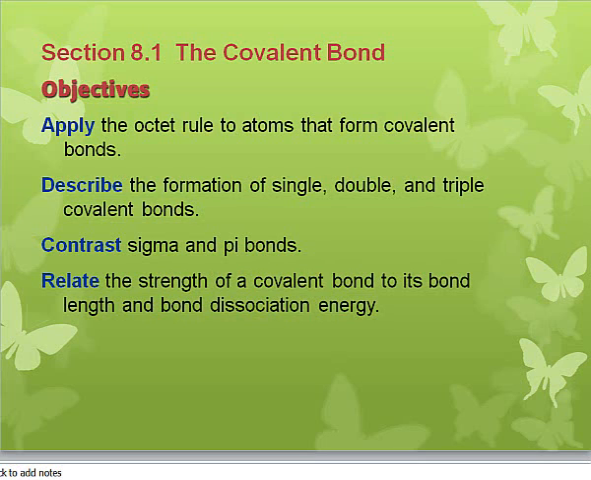So our objectives in this video, introducing covalent bonding, are that we're going to apply the octet rule to atoms that form covalent bonds. We're going to describe the formation of single, double, and triple covalent bonds. We're going to contrast something called sigma and pi bonds, which you're going to learn about, and you're going to be able to relate the strength of a covalent bond to its bond length and bond dissociation energy, which is the energy required to break a bond.